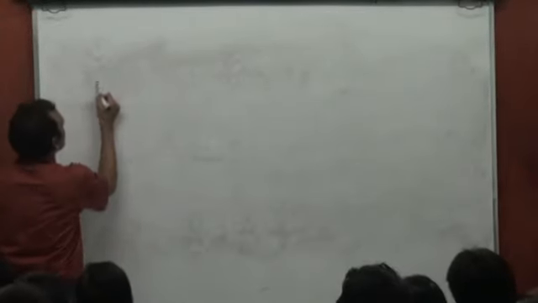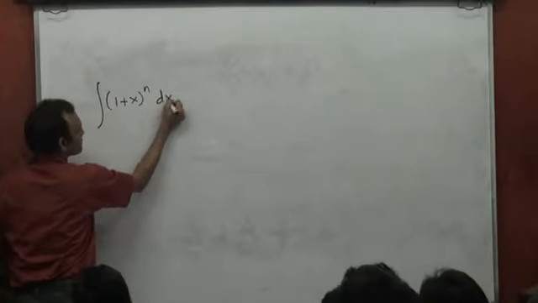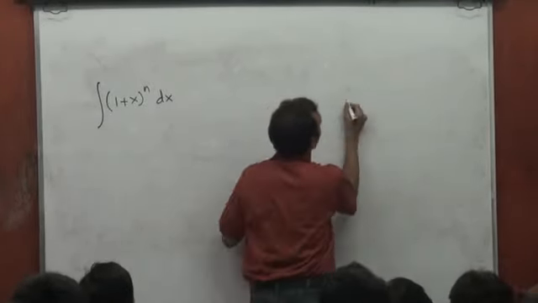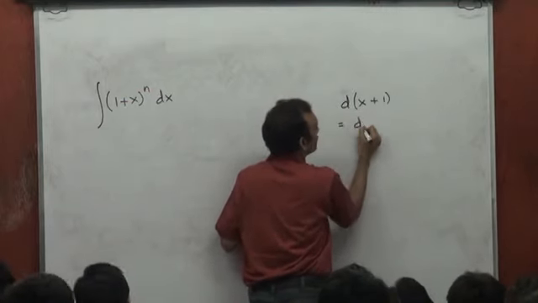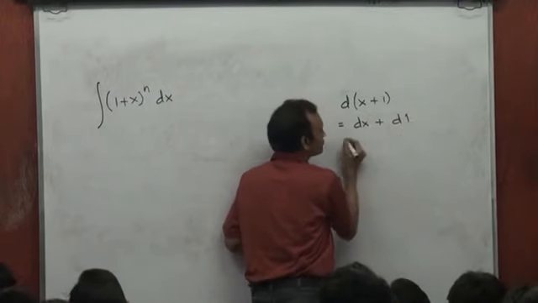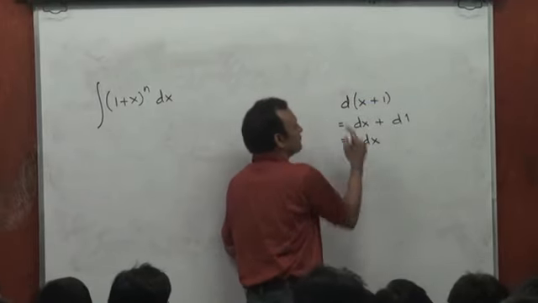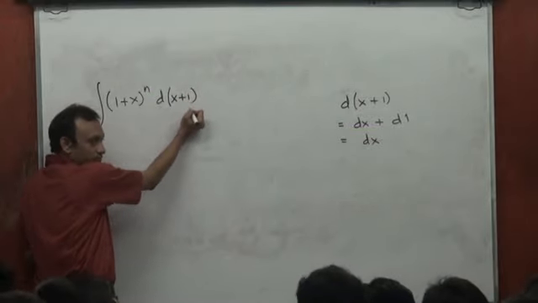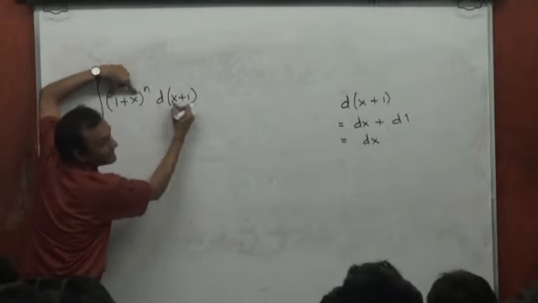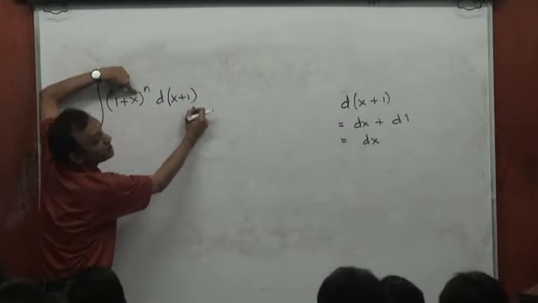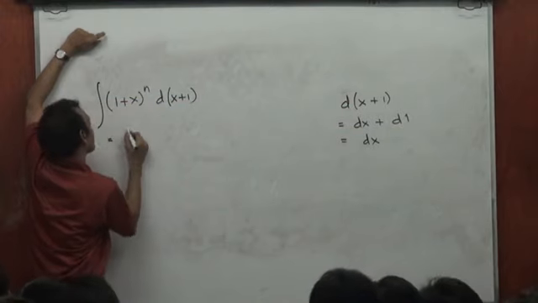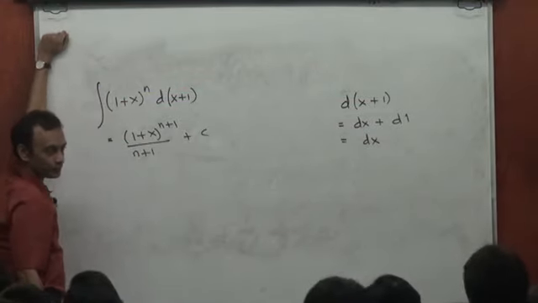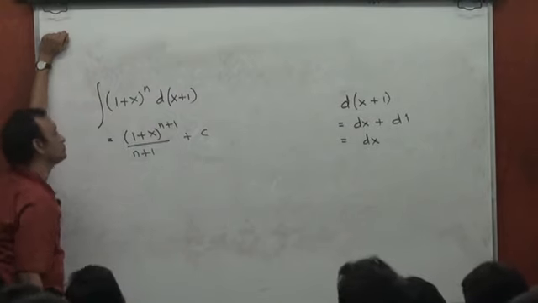Now, one thing: integral 1 plus x power n dx. If you remember from the algebra of differentials which I covered in the class, d of x plus 1 is actually d of x plus d of 1, but d of 1 is 0. So, this is dx, yes or no? I can write this as d of x plus 1. So, now this integral is of the form t to the power n dt. And this is going to be t to the power n plus 1 divided by n plus 1, plus a constant term. Yes or no?